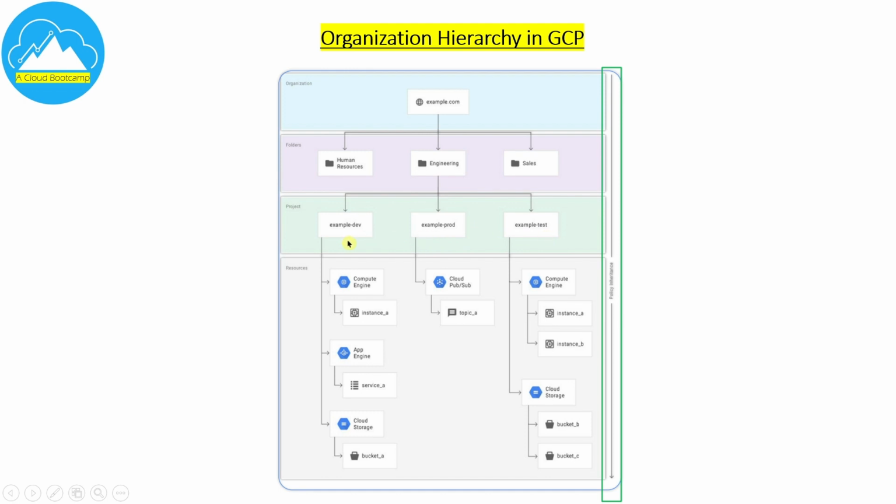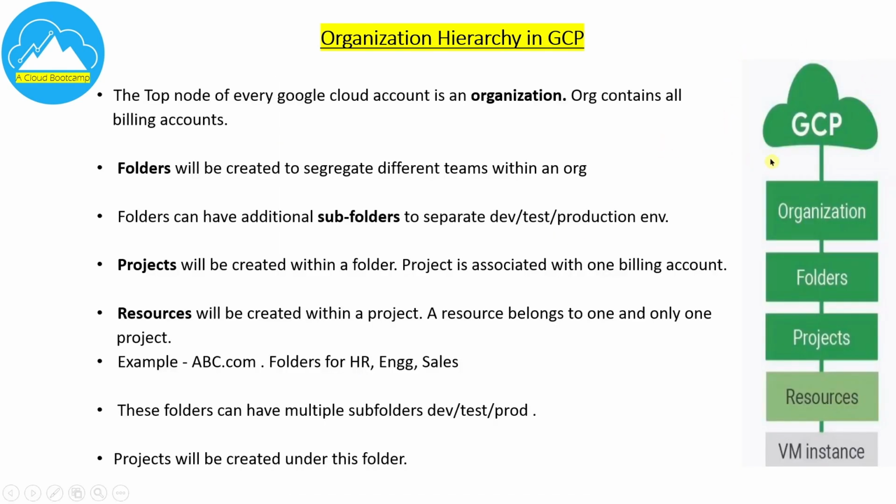Inside a project, basically we will deploy the resources. You could see it's Compute Engine here, Cloud Pub/Sub over here, and Compute Engine here. We can also see App Engine, Cloud Storage, and so on. So just remember, GCP always has a first node as the organization, and then we can have folders. We can also have subfolders inside folders, and then projects, and resources are deployed inside the projects, like the VM instance over here.